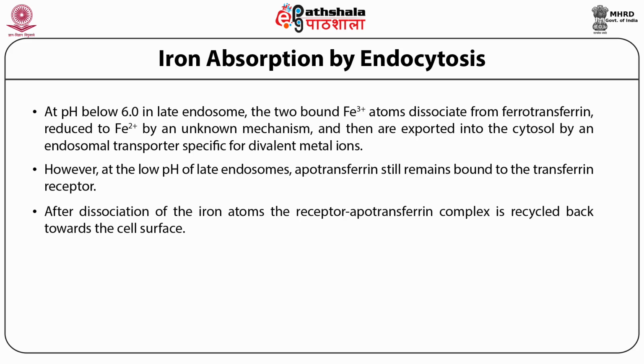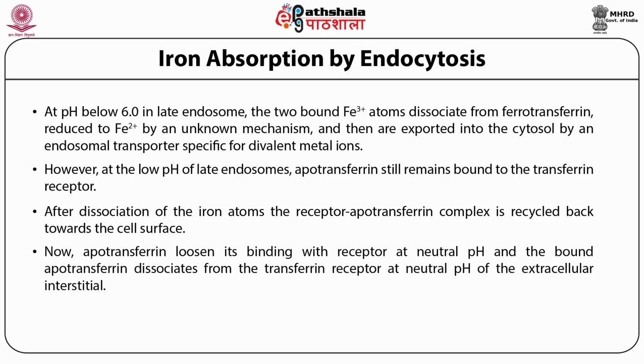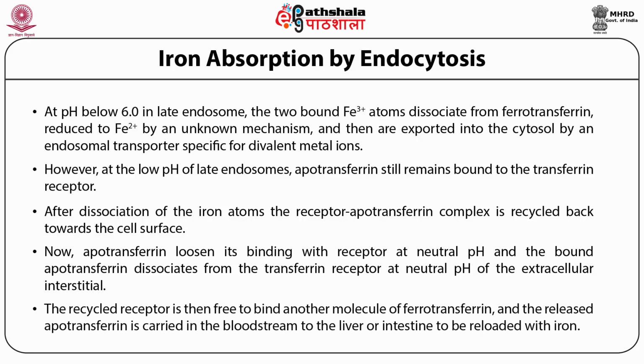After dissociation of the iron atoms, the receptor-apotransferrin complex is recycled back towards the cell surface. Now, apotransferrin loosens its binding with the receptor at neutral pH, and the bound apotransferrin dissociates from the transferrin receptor at the neutral pH of the extracellular medium. The recycled receptor is then free to bind another molecule of ferrotransferrin, and the released apotransferrin is carried in the bloodstream to the liver or intestine to be reloaded with iron.